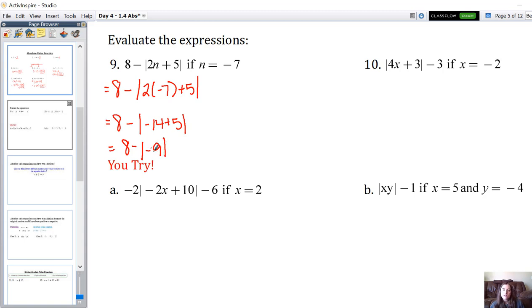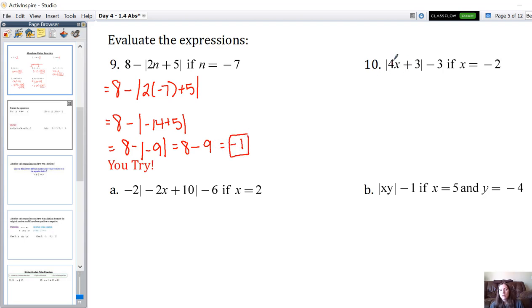And now that everything inside the absolute value is simplified, we can go ahead and take that absolute value. So we've got 8 minus, and then the absolute value of negative 9 is 9, because it's 9 units away from 0. And now 8 minus 9 is equal to negative 1.